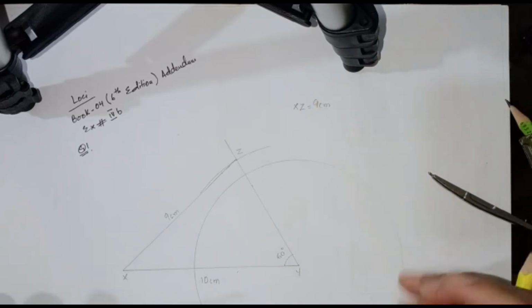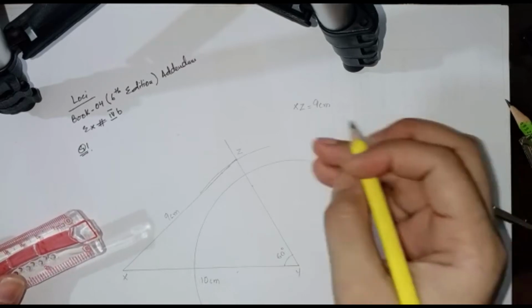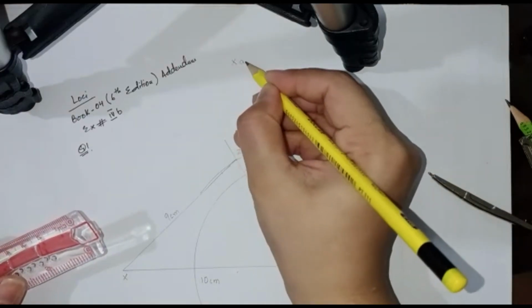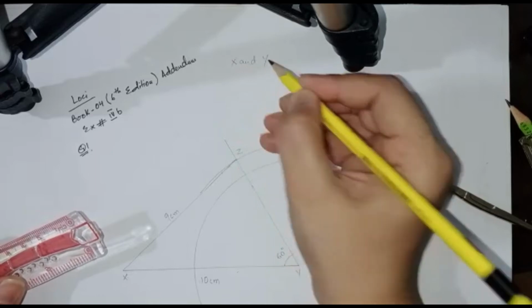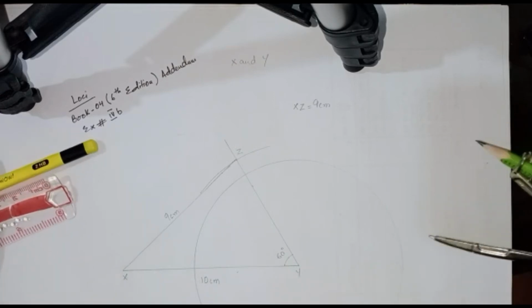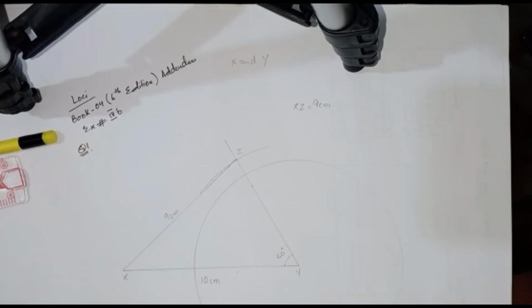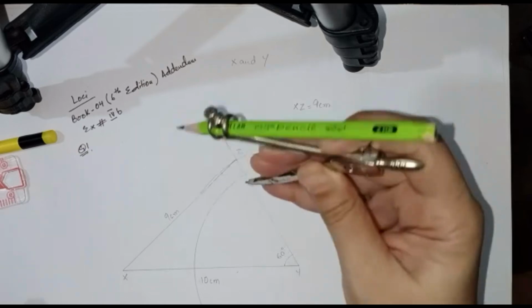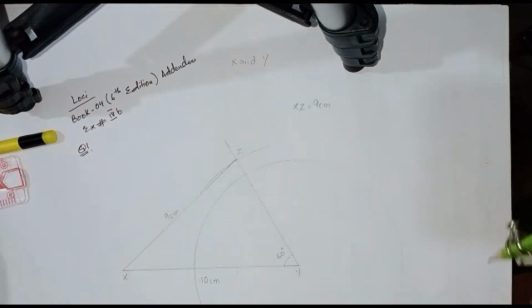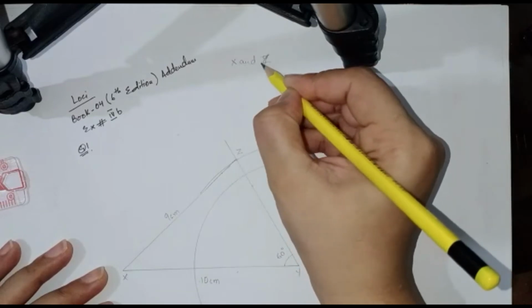So here we will construct a circle of 6 centimeter on point Y. Then in the next part they are saying equidistant from X and Z. So when we have X and Z, it means these are 2 points. When we have 2 points and we have to draw a locus, then we will open our compass more than half and draw a perpendicular bisector. So we will draw a perpendicular bisector of X and Z. Here we have Z.